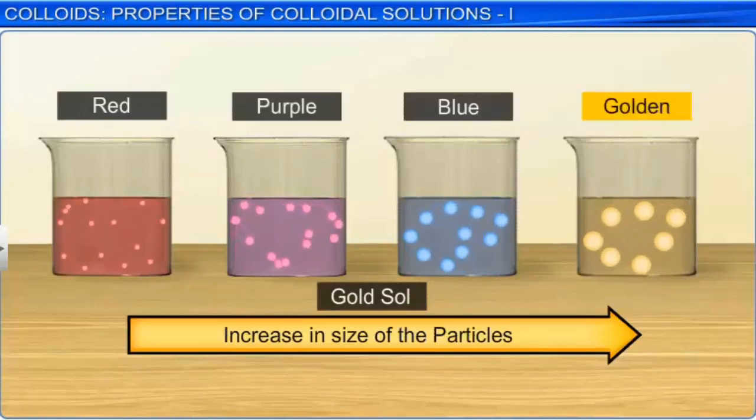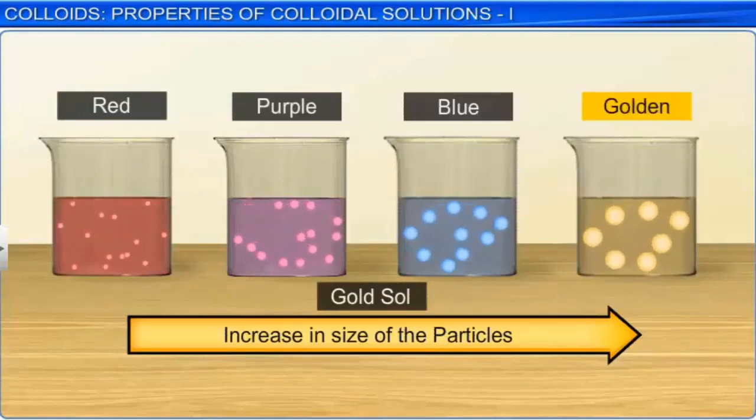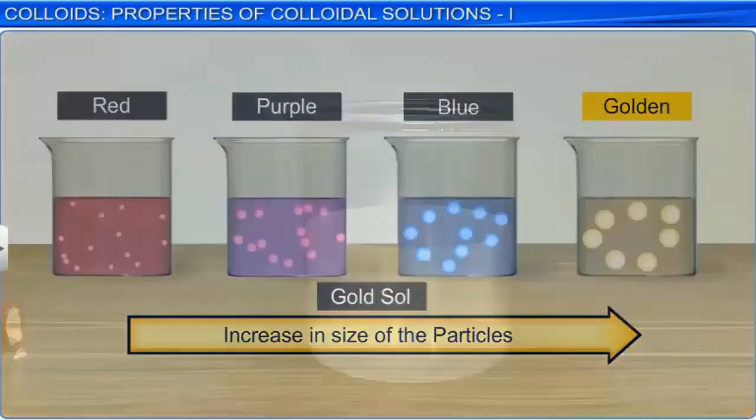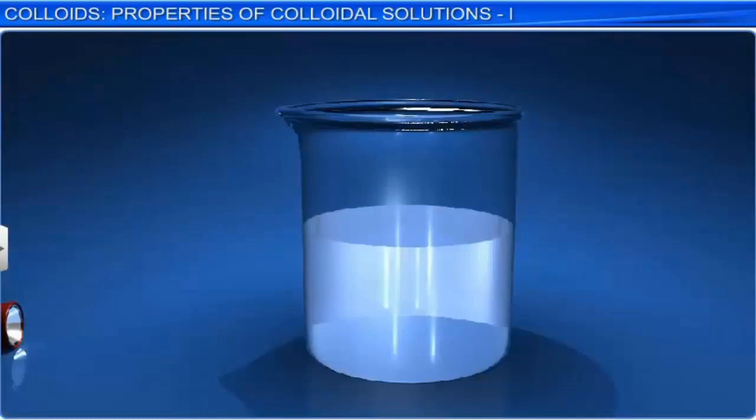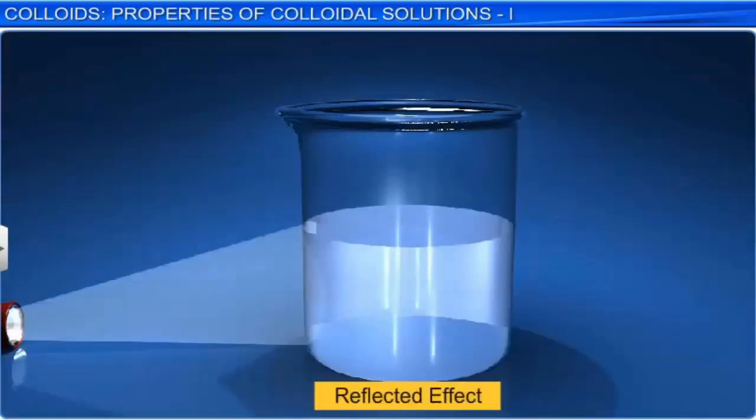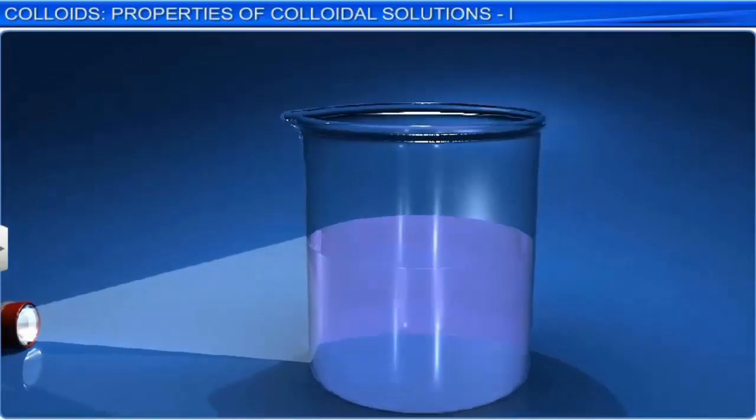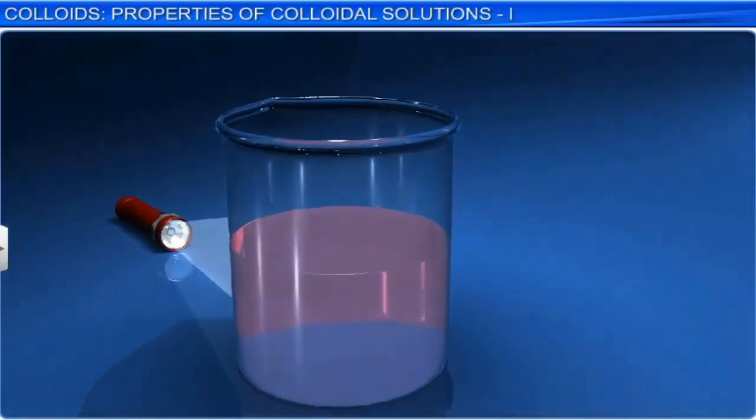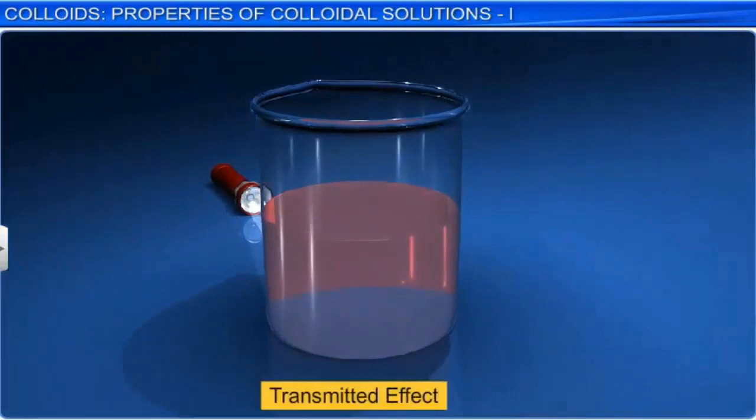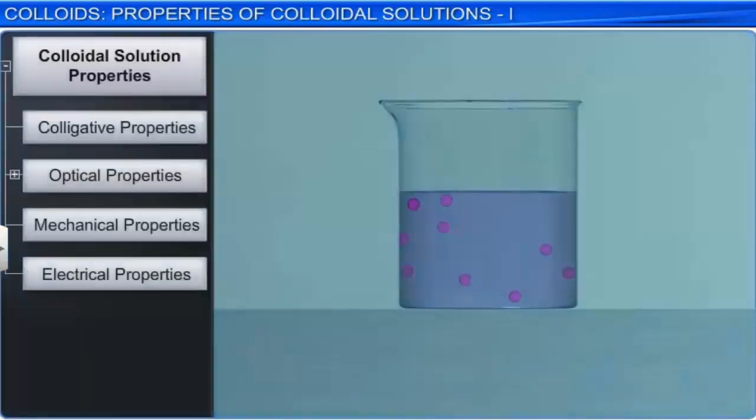The color of a sol also depends upon the manner in which the observer receives the light. For example, in reflected light, an aqueous solution of milk appears blue, whereas it looks red in transmitted light. Let us now learn about the mechanical properties of colloidal solutions.